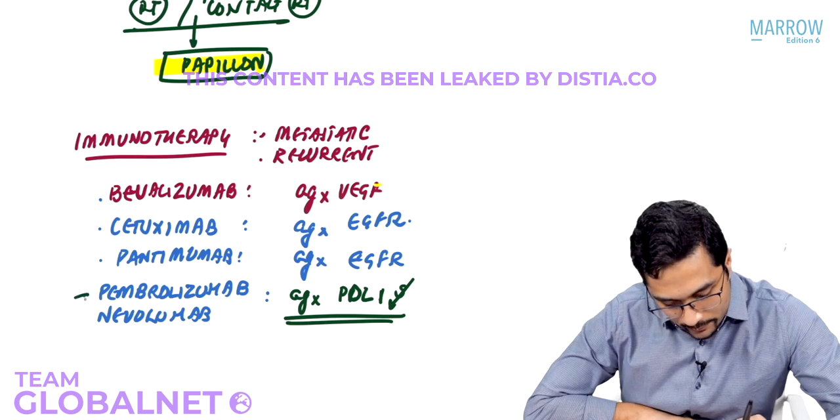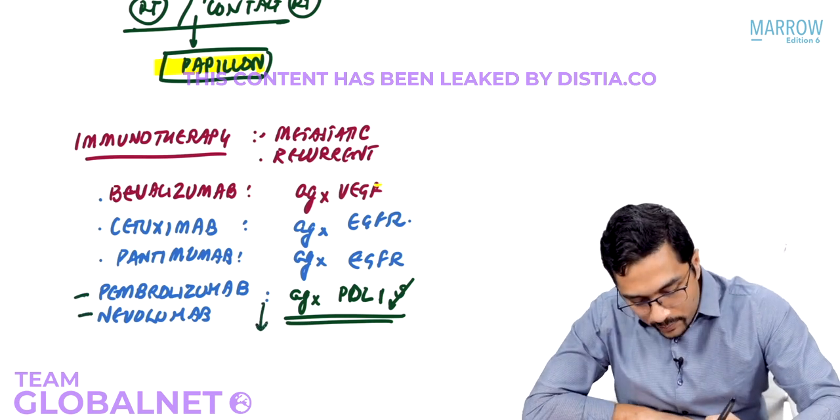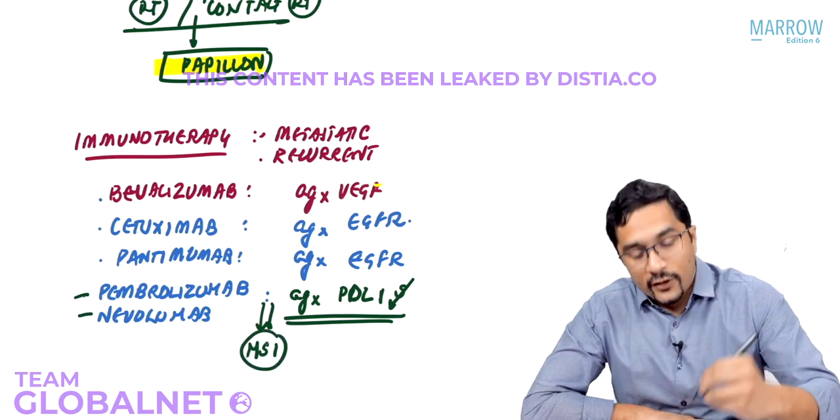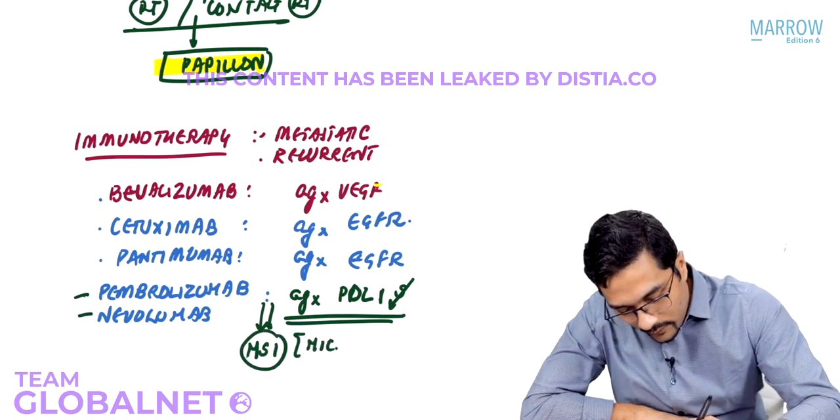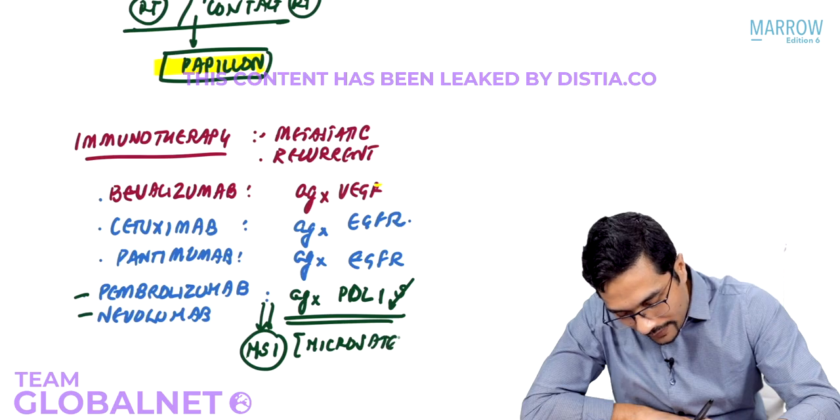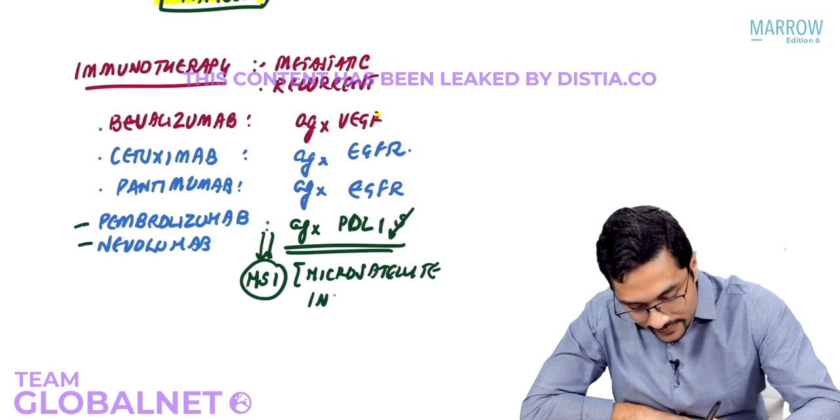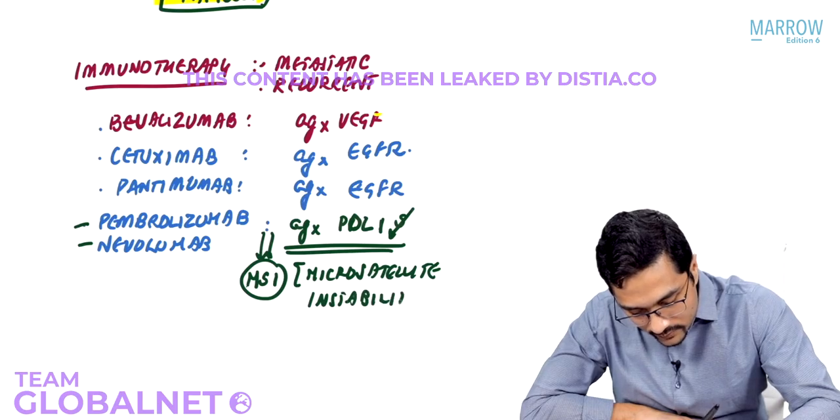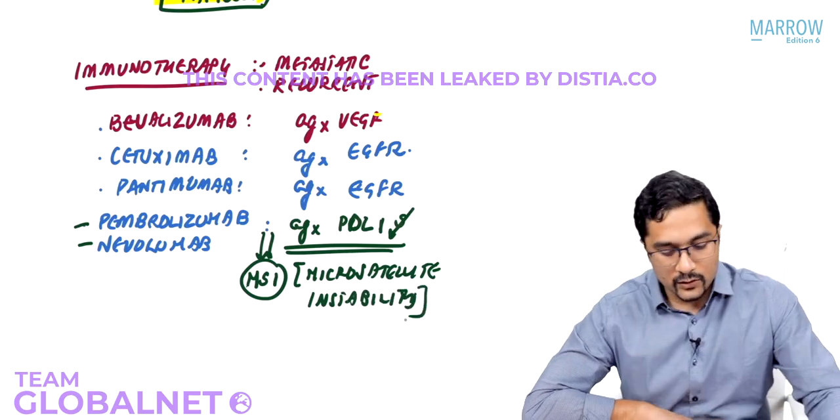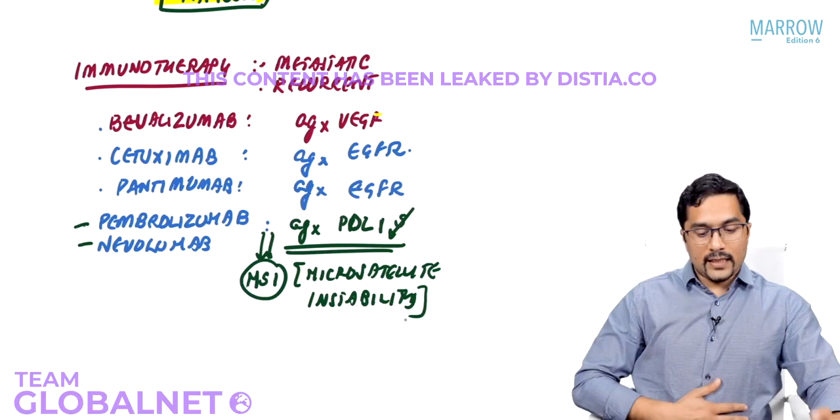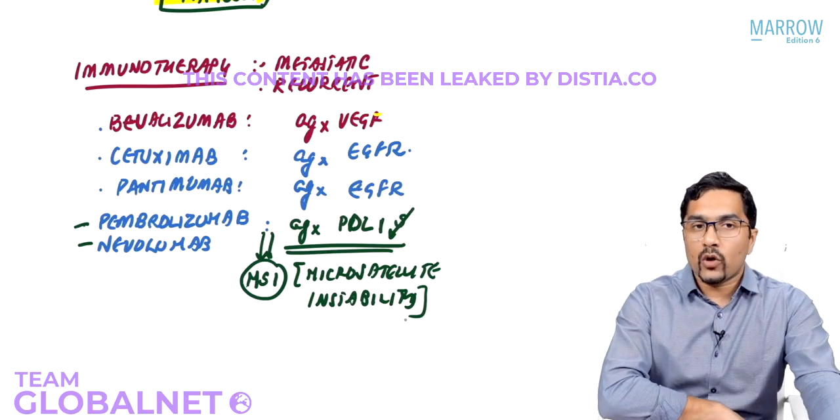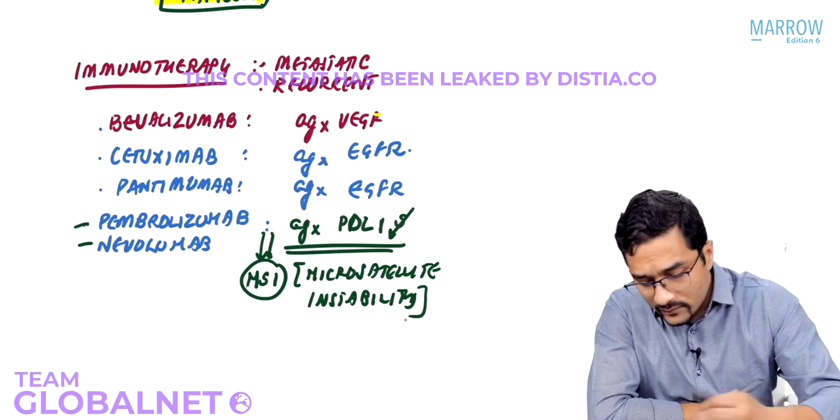And pembrolizumab and nivolumab are used in those patients who exhibit microsatellite instability. You know, microsatellite instability was seen in those patients who had Lynch syndrome, MSH and MLH microsatellite instability. This therapy can be used in those patients. So you should know these immunotherapy agents in colorectal cancers as well.